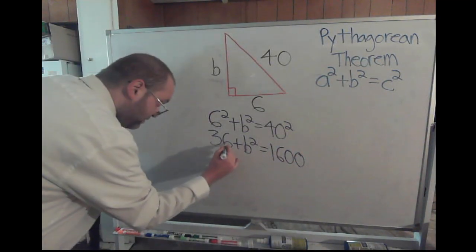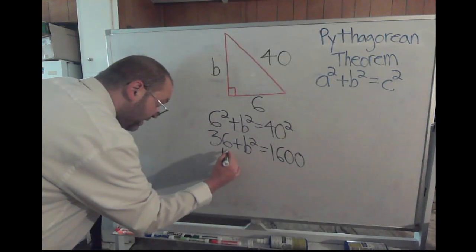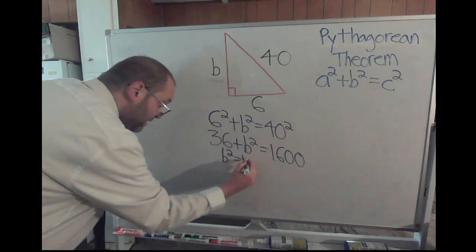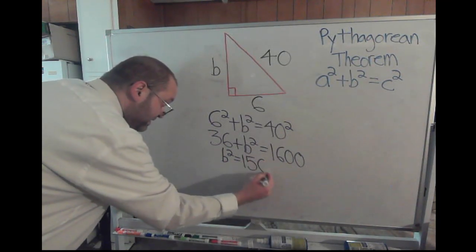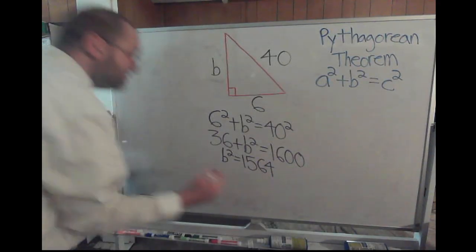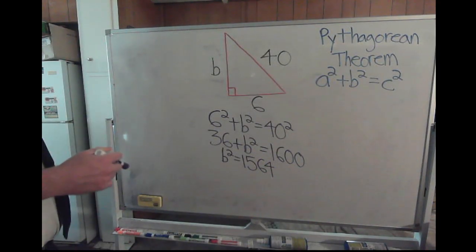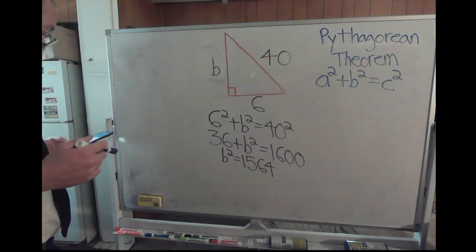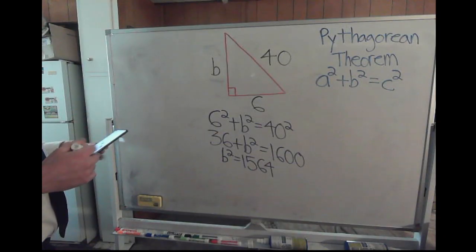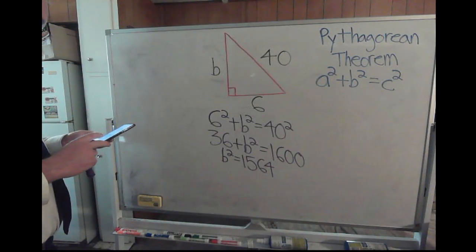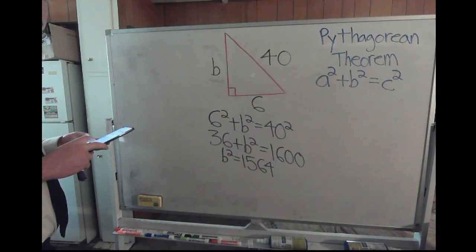Now we just want to solve for B squared. So B squared, that's going to be equal to 1564. So B squared equals 1564, but of course we want to just solve for B. Let me see if 1564 is a perfect square, because I honestly have no idea. It's not.